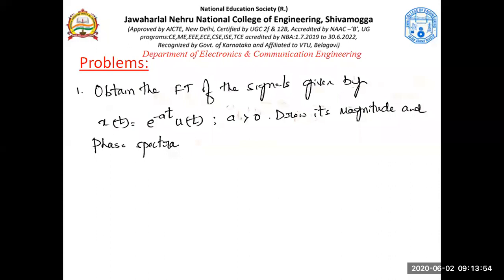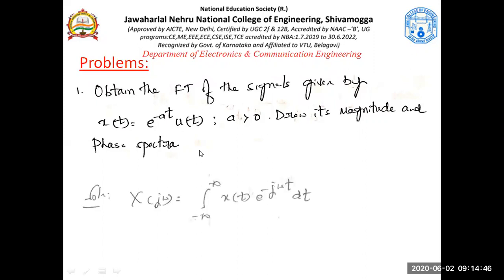Obtain the Fourier transform of the signal given by x of t equal to e power minus a t u of t. If it were DTFT, this signal would have been given as a power n u of n. If it is discrete time, the signal looks like a power n u of n. This is a decaying exponential signal. Whereas here it looks like e power minus a t u of t, where a is greater than 0. Draw its magnitude and phase spectra.